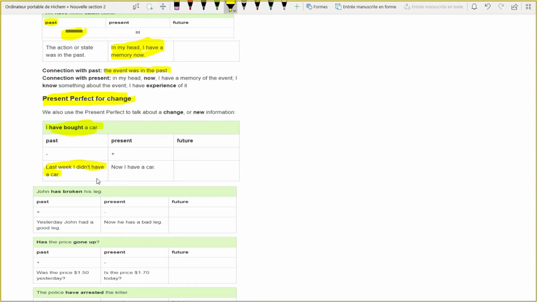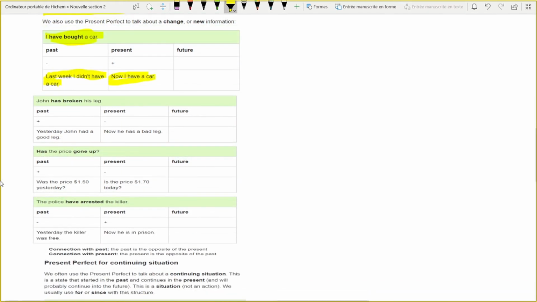So the new information or change of situation here is that in the past, maybe last week, last month, last year, you did not have a car, but now you do. This is what we mean by present perfect for change, the change of situation. It's new information. For instance, you say, "John has broken his leg." Same concept. Yesterday, John had a good leg, but now he has a bad leg, or a broken leg.